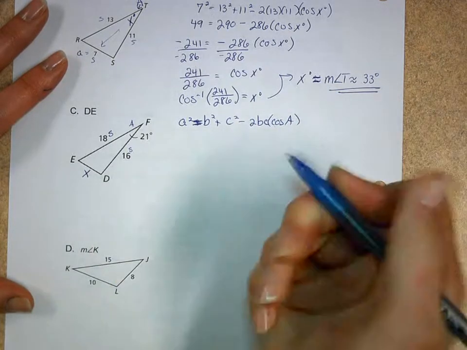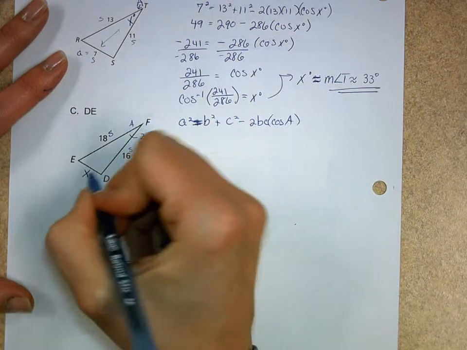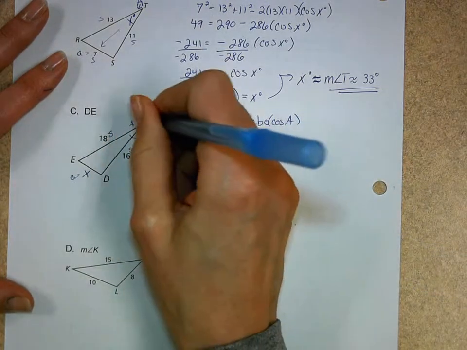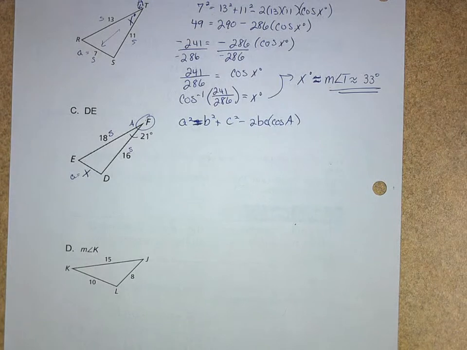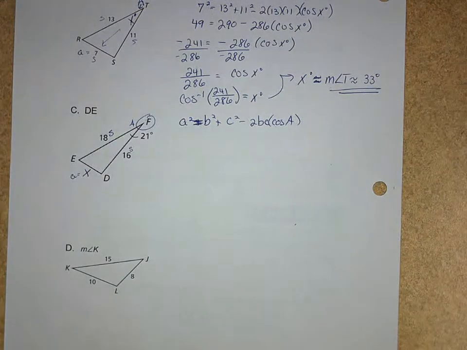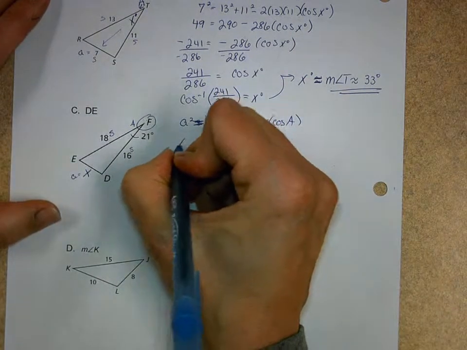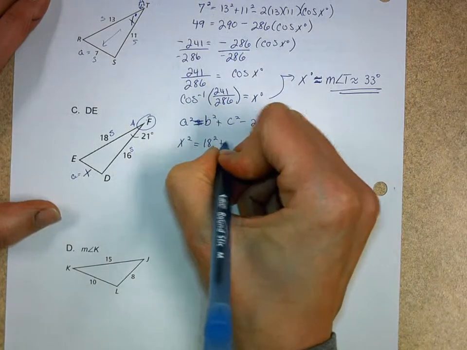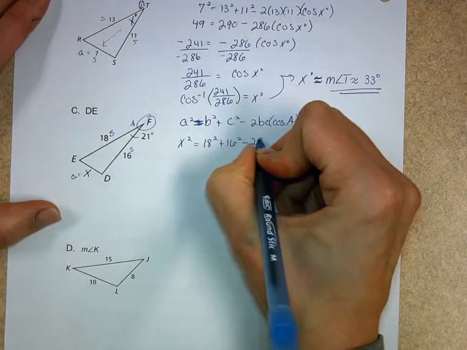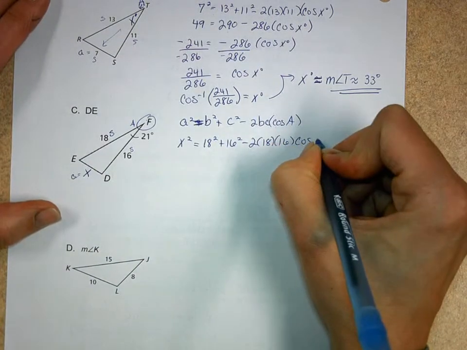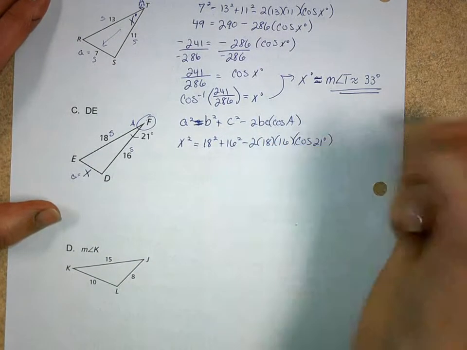And I'm going to plug in. Now, if I'm looking for this side, that's A in my brain, okay? And then this, I know, has to be the one that goes in for A in the thing. So instead, I'm going to put an X this time. Now, you can put an A, you can put a B, I don't care. Just put a value in. So I'm going to go X squared is equal to 18 squared plus 16 squared minus 2 times 18 times 16 times the cosine of 21 degrees.